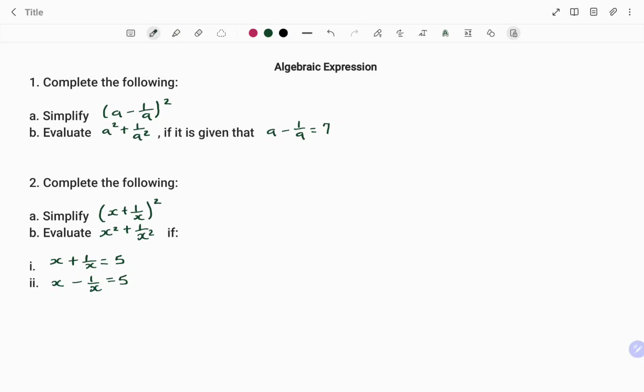In this video, I'm going to show you how the simplification of an algebraic expression can be used to solve a problem.